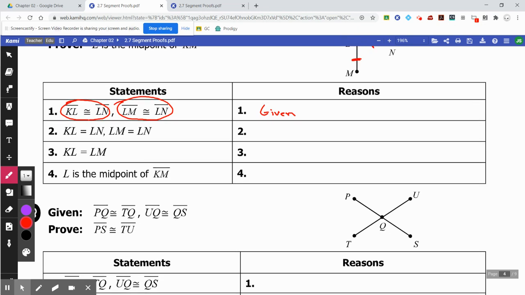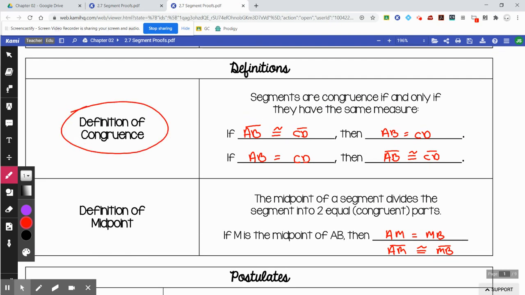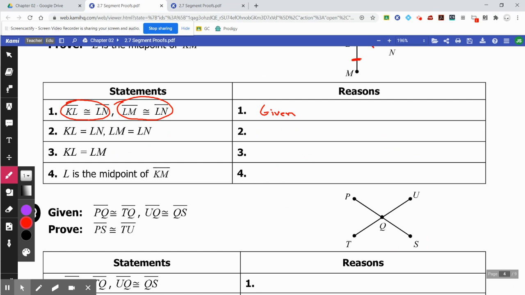The reason that they are equal in length is because we can go back to our definition of congruence. If they're congruent, that means they're equal in length. If they're equal in length, that means they're congruent. So that's the definition of congruence. And then in step 3, since KL is congruent to LN, LN is also congruent to LM. And again, we can use either one. That's the transitive or substitution property.